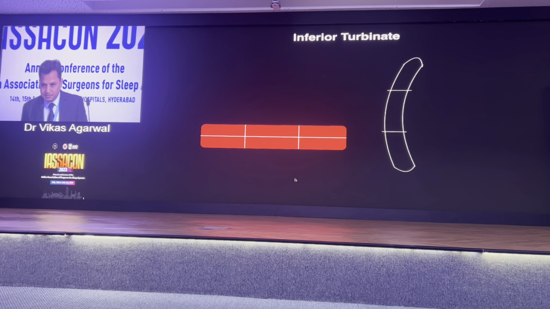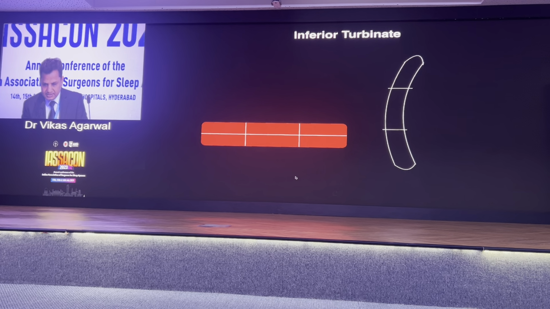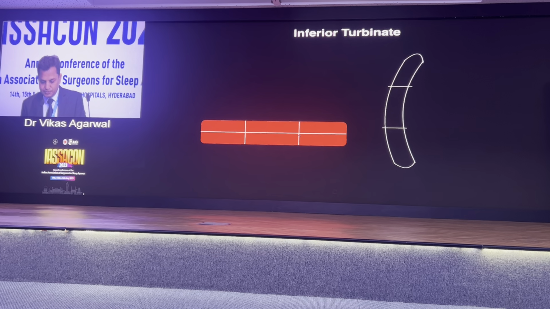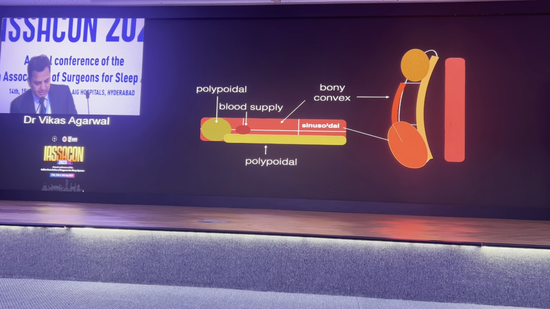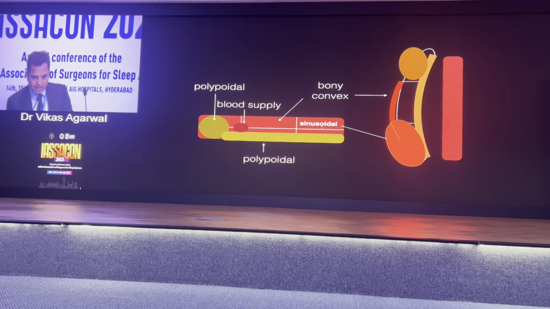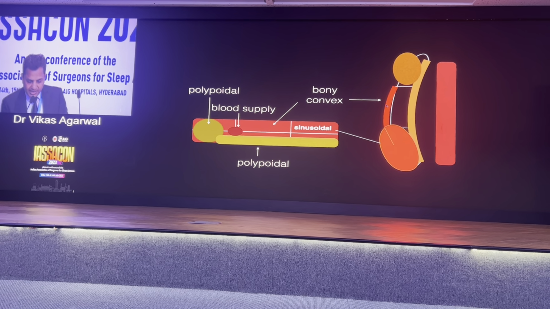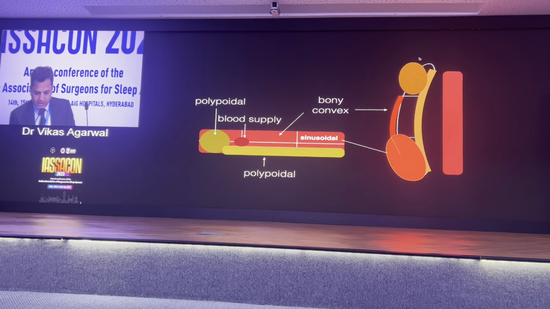Coming to inferior turbinate. So inferior turbinate we can mentally divide into 6 parts. Inferior turbinate is convex, so it has got anterior, middle and posterior part, and the upper part, I'll just show you the diagram. So if this is the anterior part, upper part is sinusoidal, like this. The middle part is bony, like this, convex, there is hardly any mucosa here. The last part is polypoidal.